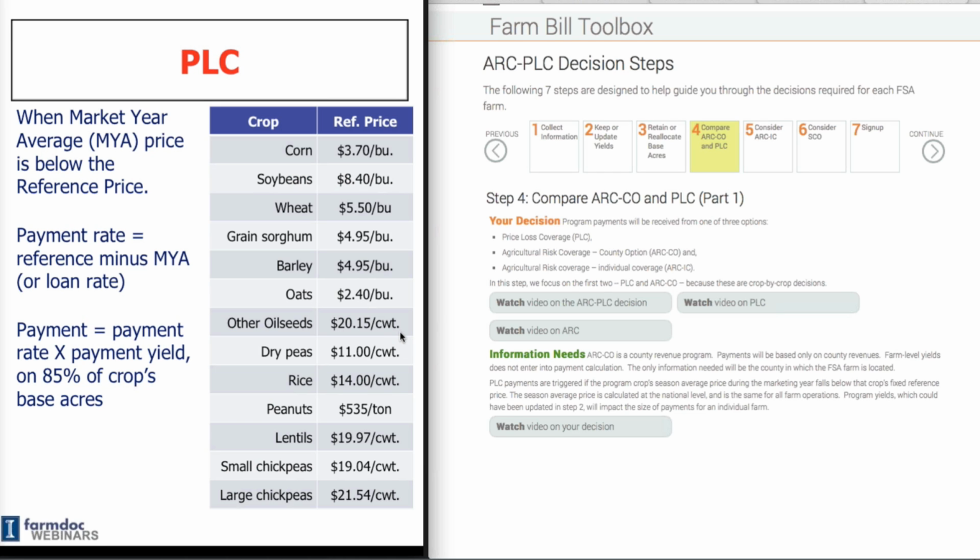PLC, price loss coverage, is another one of your 3 program choices. Both ARC County and PLC, you could select them at the crop level on your FSA farm. So again, you could mix the 2 programs on any given FSA farm, have PLC for one crop, ARC County for another. PLC is a target price program.